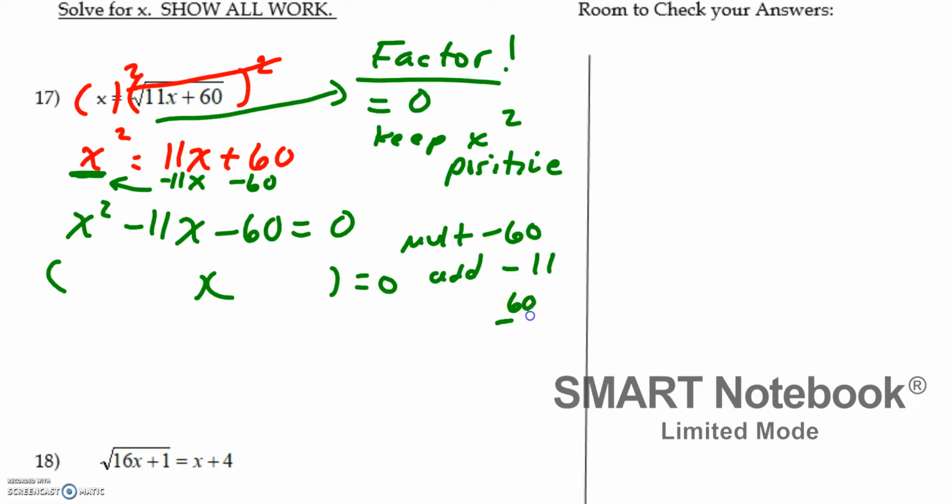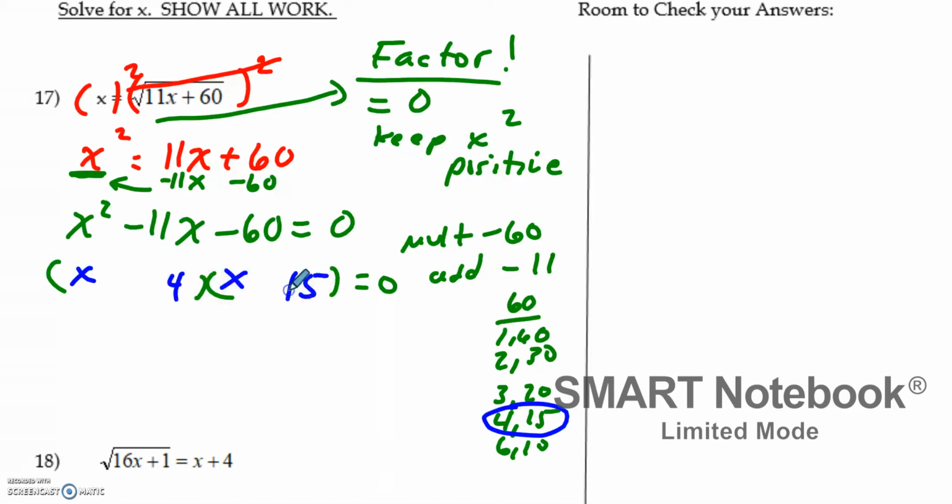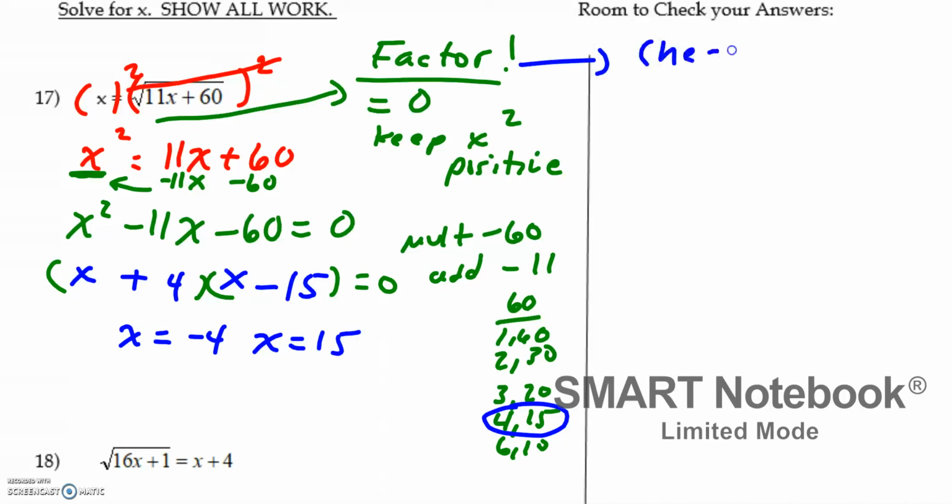Well, 60 is 1 times 60, 2 times 30, 3 times 20, 4 times 15, 6 times 10. This pair works. 4 and 15. To get negative 11, I would have negative 15 plus 4, which means two answers are either negative 4 or positive 15. Now, especially when we factor, it's very important to check. So the first thing I'm going to do is check x equals negative 4.